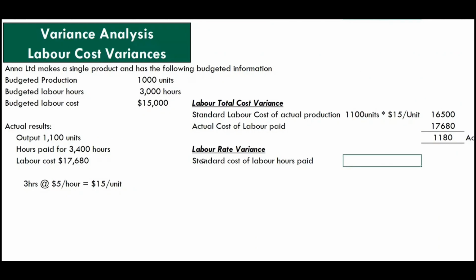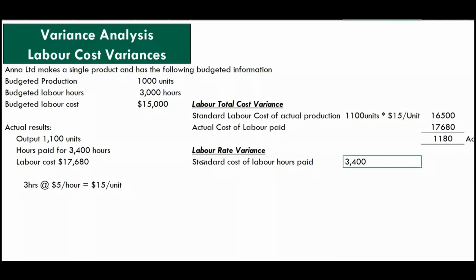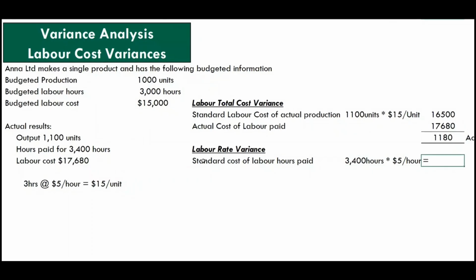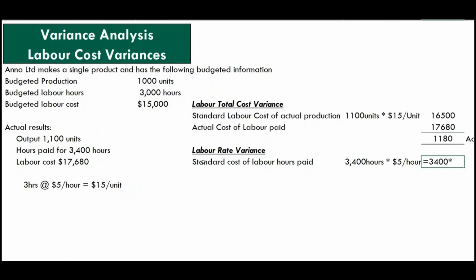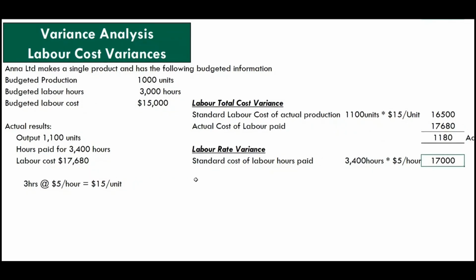How many hours do we pay? We paid for 3,400 hours, and the standard is to pay at the rate of $5 per hour. So the expectation is that we'll pay 3,400 multiplied by 5, that's 17,000.